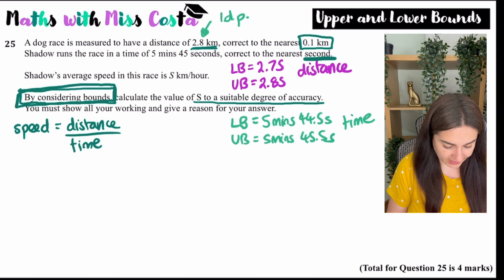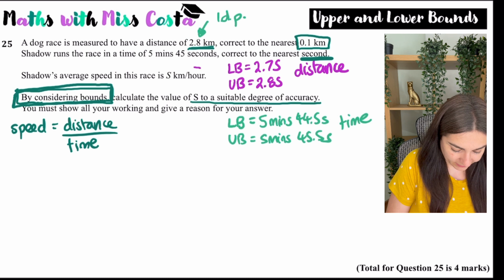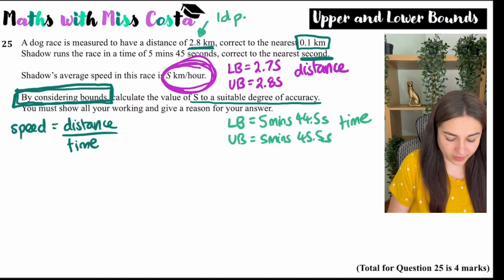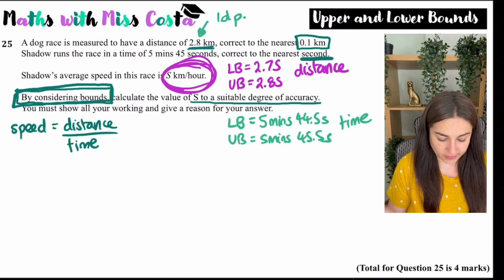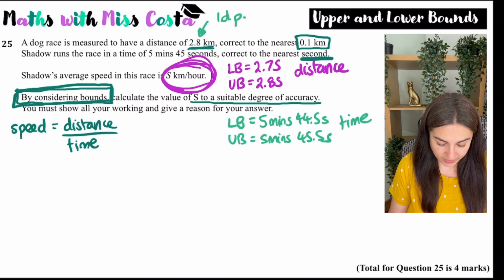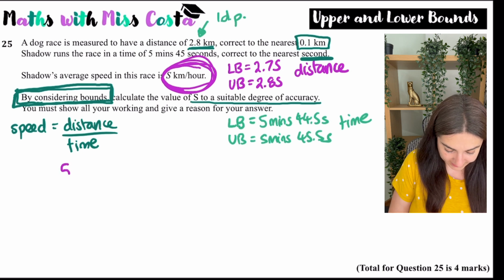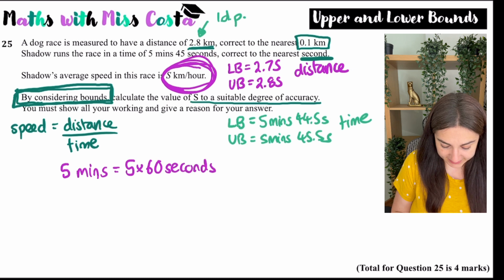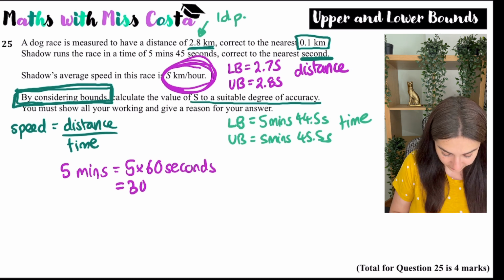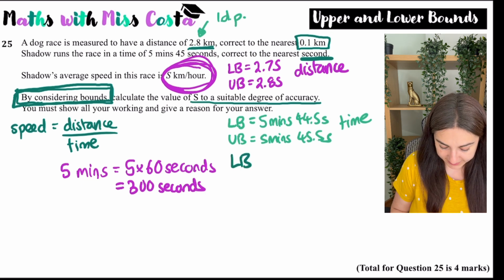So the key thing here is that it said speed in this race is something kilometers per hour. Now, his time is in seconds, so the distance is already in kilometers, but it's kilometers per hour that is needed. So I know that 5 minutes is 5 times 60 seconds, because there are 60 seconds in a minute. So 5 times 60 is 300. Okay, so first thing I'm going to do is turn my time into purely seconds.